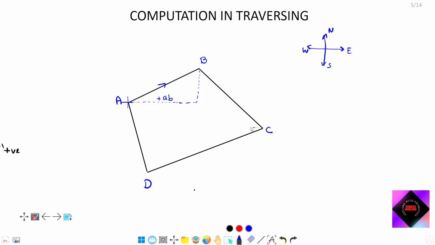Again, if I am taking this line BC, the easting of this line will be the departure easting plus BC. This much will be the departure of line BC. If you want to calculate, then calculate. This is the forebearing, this is the length, you can calculate. Now I am calculating for DC and BA.